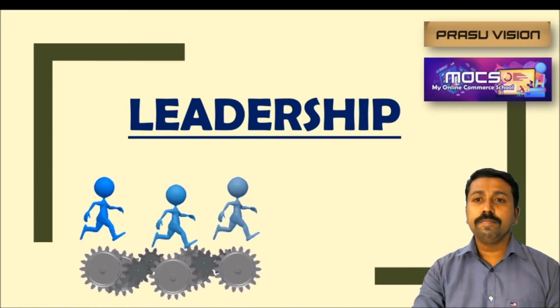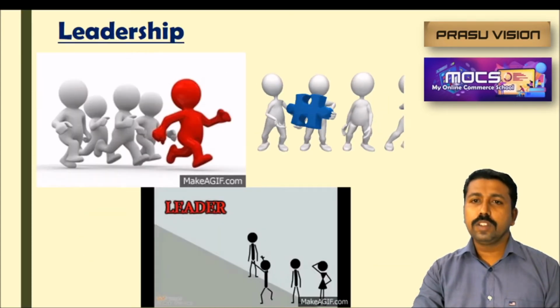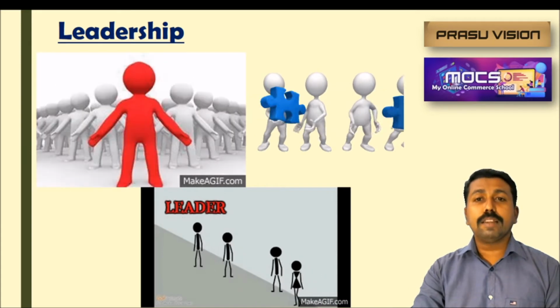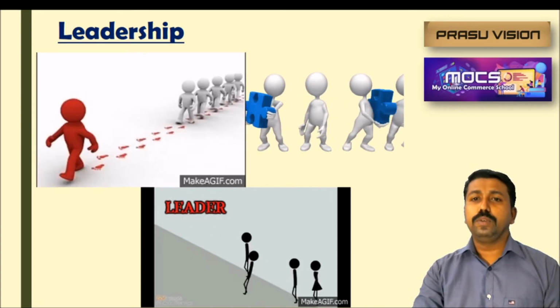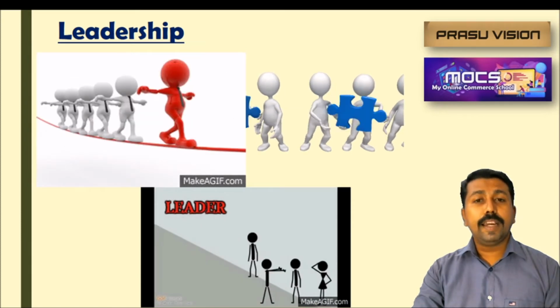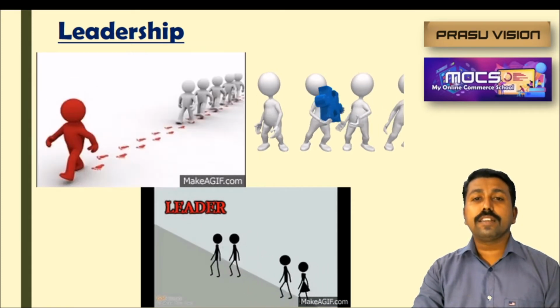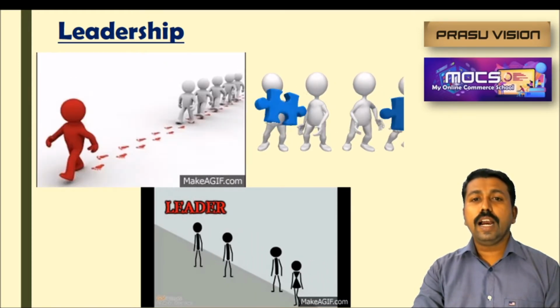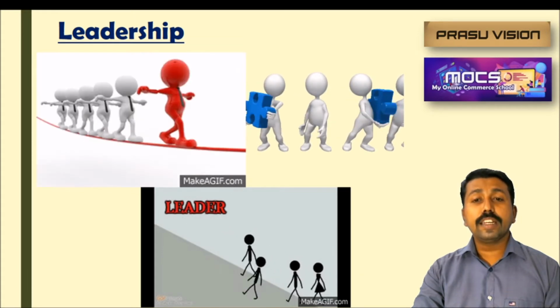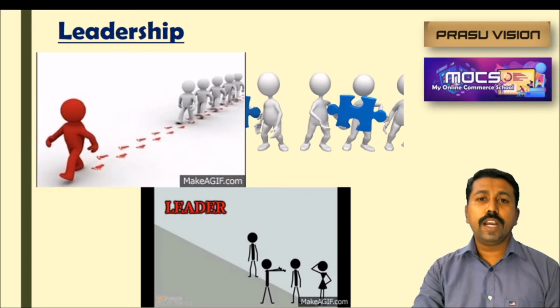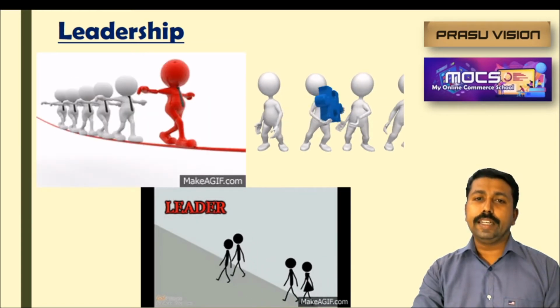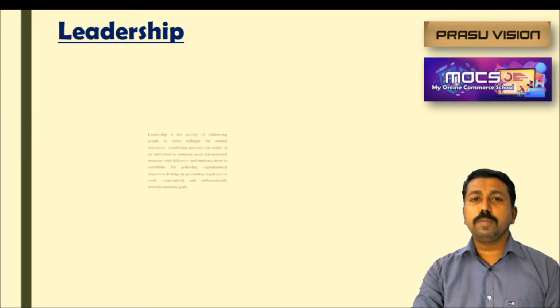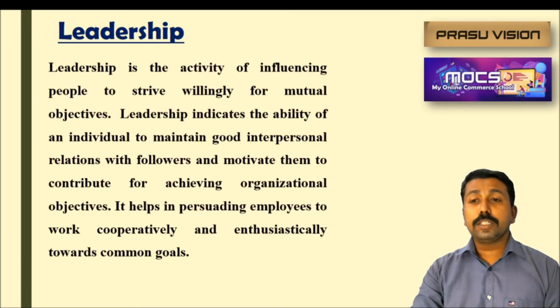A leader is a person who is influencing others for attaining some objectives. In business also, as a part of management, the manager has to influence his subordinates to achieve the organizational objectives. We have to develop how to become a good leader. First of all, we are going to learn the meaning of leadership. Leadership is the activity of influencing people to strive willingly for mutual objectives.